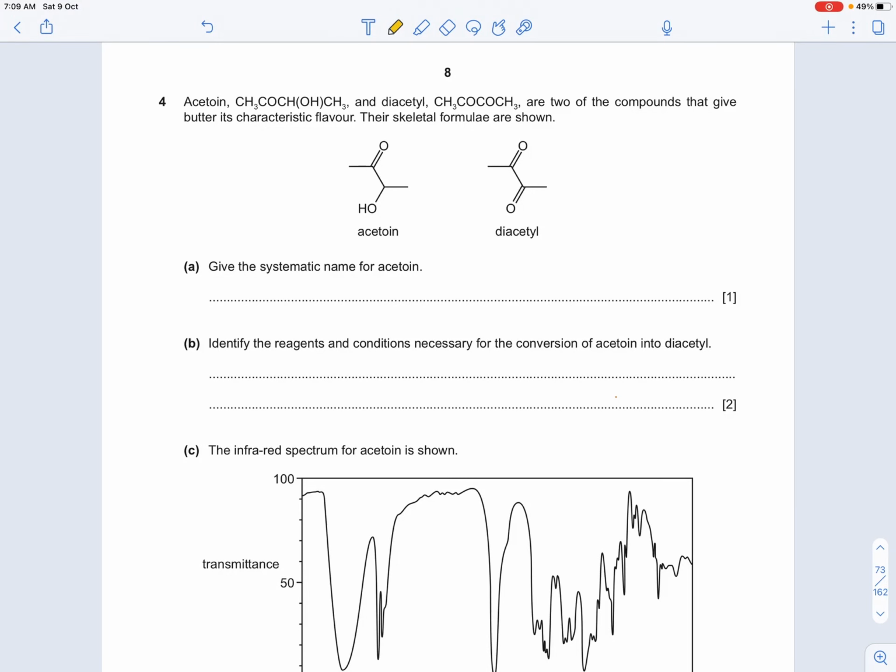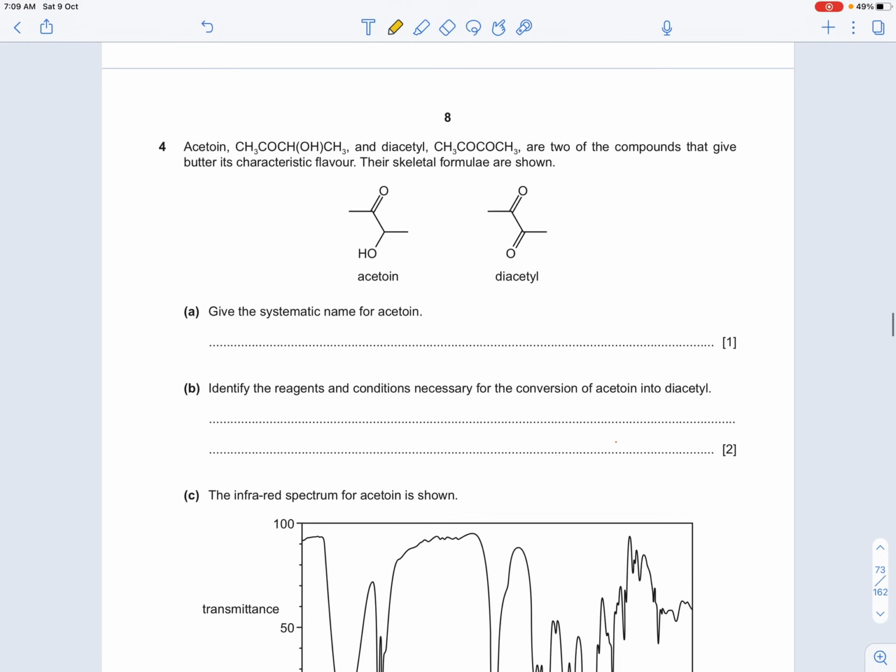Alright, so this question is from May June 2016, paper 23, question number 4. Okay. So in this question, it is saying that acetoin and diacetyl are two of the compounds, right?